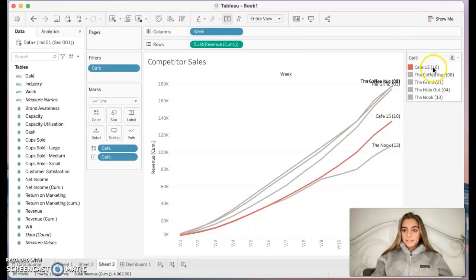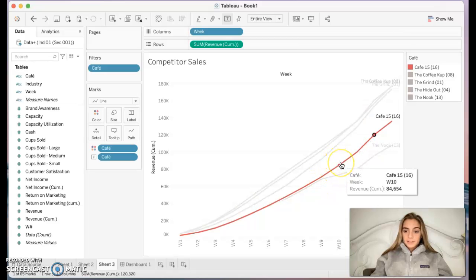So I'm Cafe 15 in 16th place. The Coffee Cup is in 8th place. The Grind is in 1st place. The Hideout is in 4th place. And the Nook is in 13th place. And although my cafe is under the Nook, our revenue is higher, as you can see, because our line is above theirs. So my revenue is $84,654 and their revenue is $73,715.